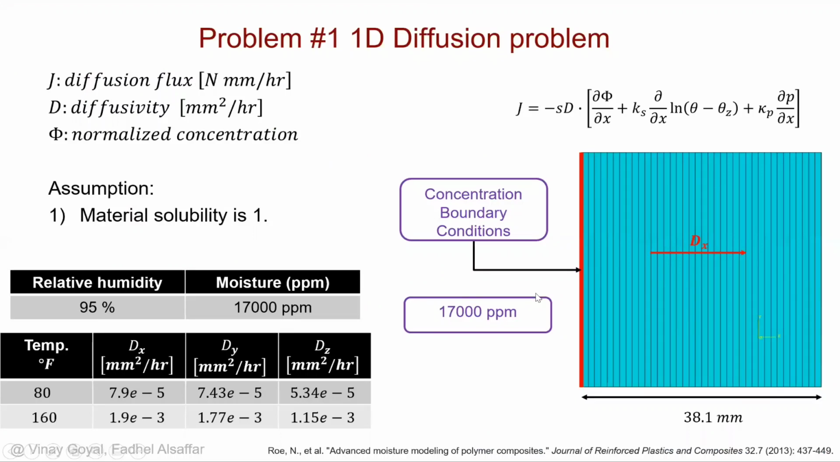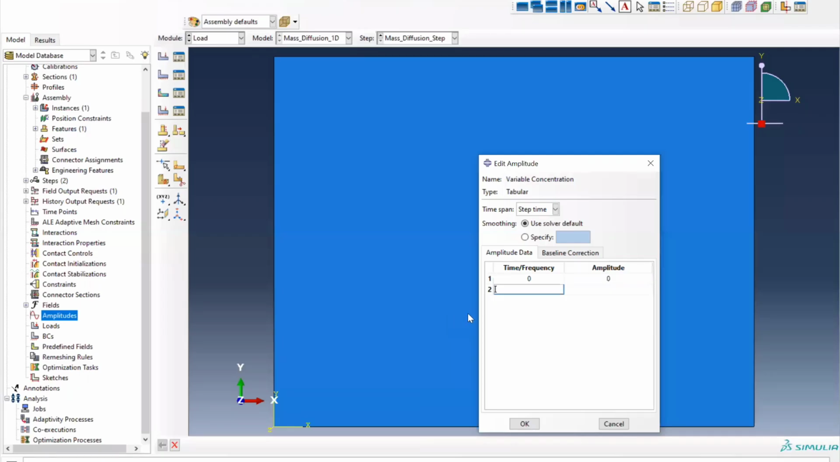Here, at the last step, which I set to 2,800, I have 17,000. So here it's time or frequency, which is the time step that we chose. I want this value to change up to 2,000, and by 2,000 I want this value to reach 17,000.